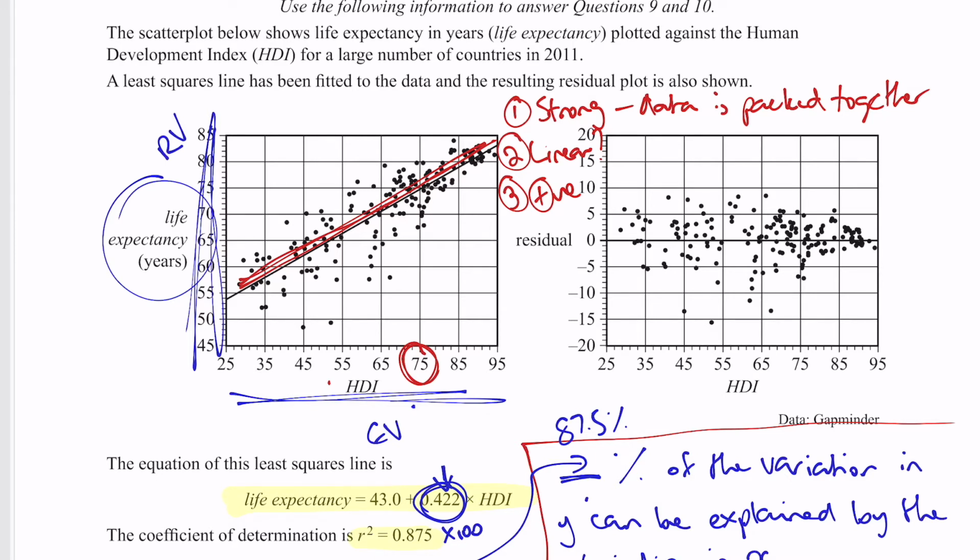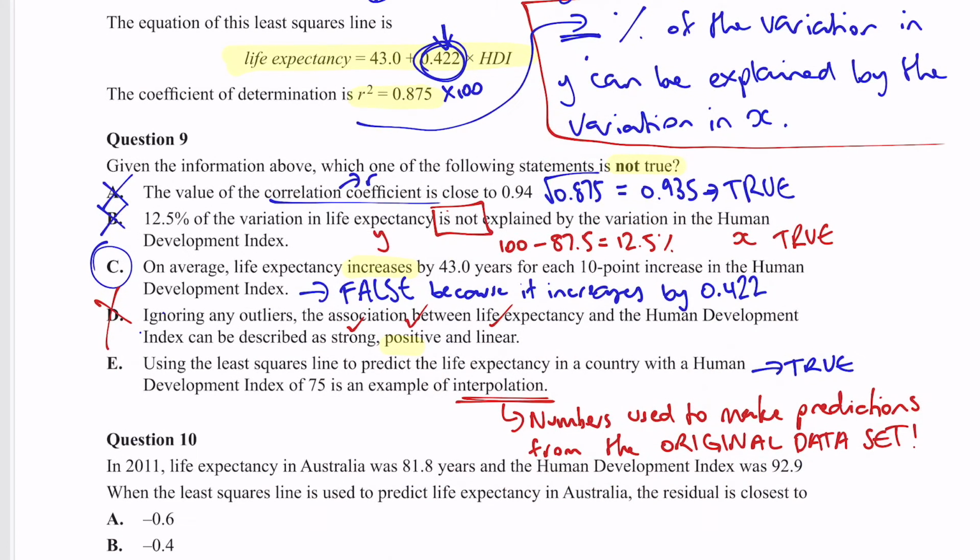However, if I had a number, say 110, that has never been used to predict anything, and that lies outside the original data set, so 95 is my max, or whatever this last point here is, then 110 lies outside the original data set, and that's known as extrapolation. So that's important to note. And it's saying that 75 is interpolation. So yes, that's true because it's in the original data set. So that can't be right because it's true. Therefore, C is our answer.